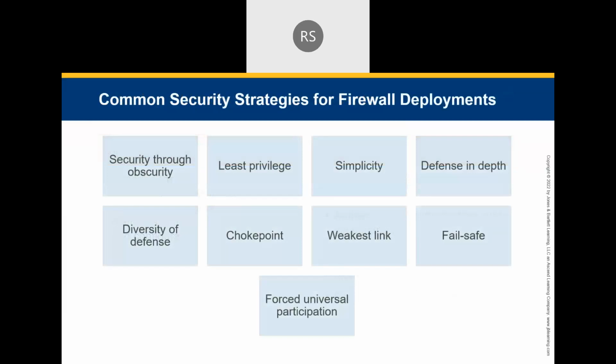So some common security strategies for firewall deployments: security through obscurity. So this relies on keeping certain aspects of the firewall configuration hidden to enhance the security. So you conceal specific details to make it more challenging for attackers to identify the vulnerabilities. You also want to implement the principle of least privilege, and this grants users and systems only the minimum access required to perform their functions. So this minimizes potential points of exploitation by restricting unnecessary permissions.